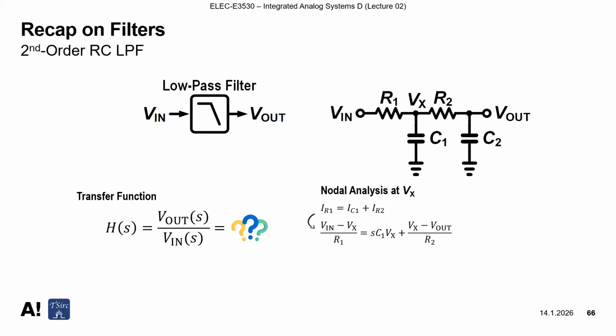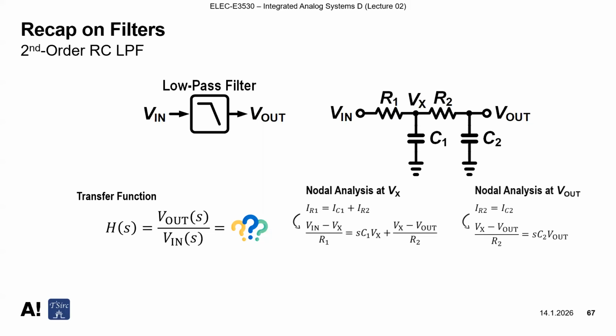For the small signal current going through this capacitor, it becomes sC1 times Vx, that is, Vx minus ground. And for current going through R2, it's very simple again: Vx minus Vout over R2. We also have to do nodal analysis at the Vout node. As we did for the first order RC low pass filter, IR2 is equal to IC2. Then Vx minus Vout over R2, with the same structure, equals C2 times Vout.